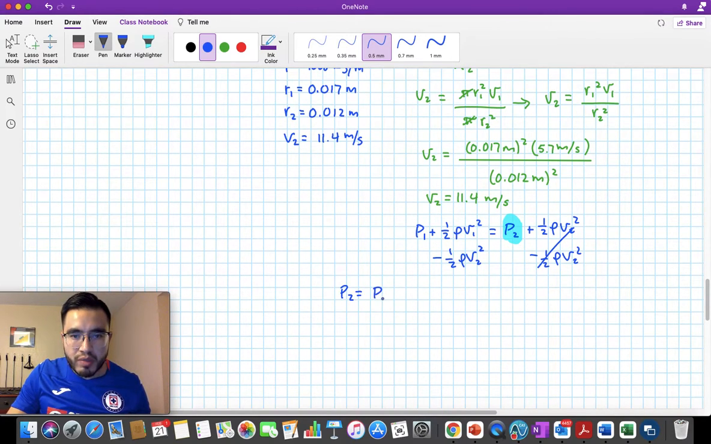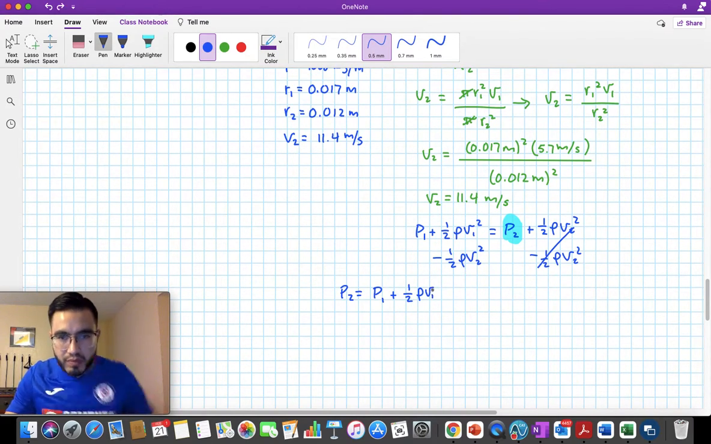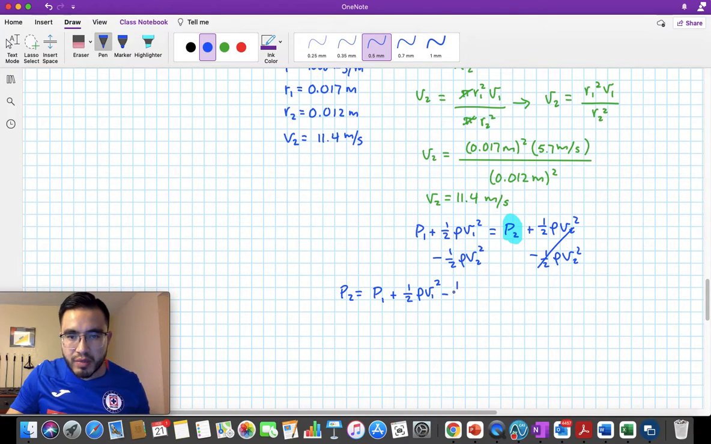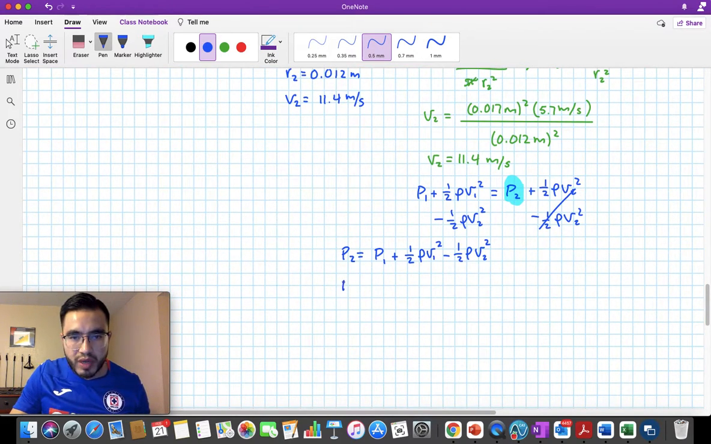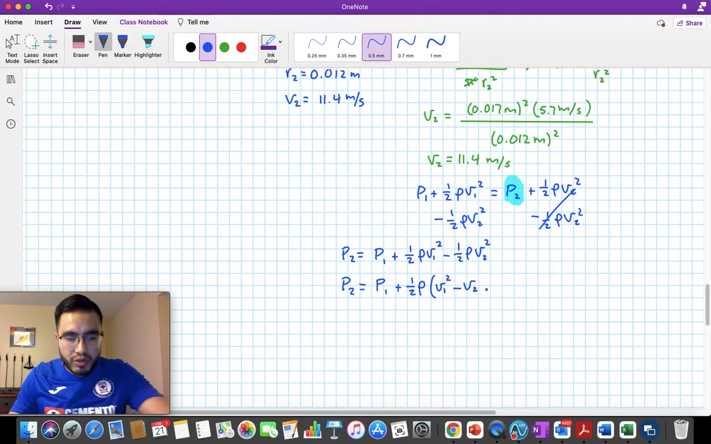This cancels over here, and then my pressure 2 will be equal to pressure 1 plus 1/2 rho V1 squared minus 1/2 rho V2 squared. I'm going to factor out the 1/2 rho because why not? So pressure 2 is equal to pressure 1 plus 1/2 rho, parentheses, V1 squared minus V2 squared.